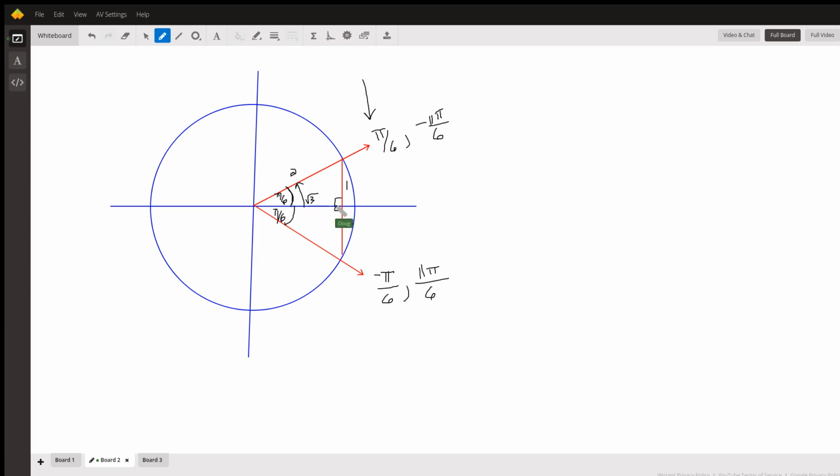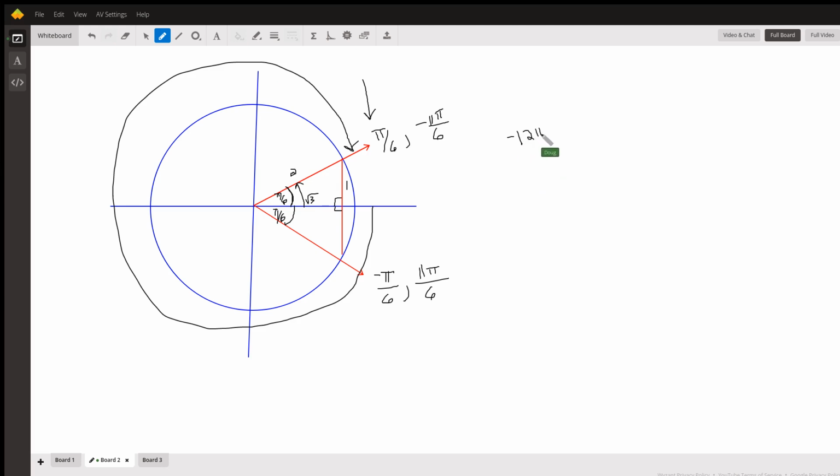But you could also get there by starting here and rotating in a negative direction to get to here. And you don't make it all the way to -2 pi. We stop pi over 6 short of that. So you could think of that as -12 pi over 6 plus pi over 6. That's how far short we stop. That's -11 pi over 6. So the cosine of -11 pi over 6 is radical 3 over 2.